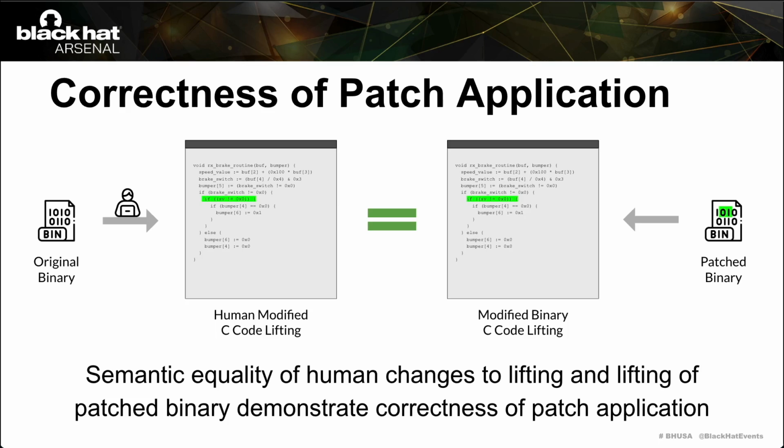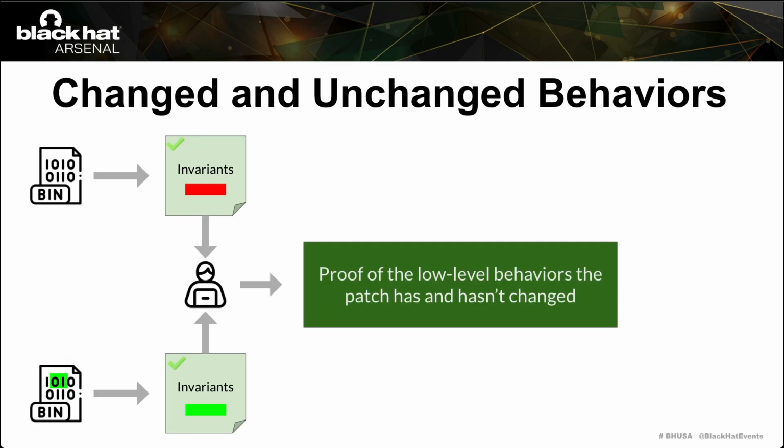So what I've shown so far answers that question about the trustworthiness of the artifacts, the analysis, and the changes to the binary. So now we can use the invariants to demonstrate what has changed and what hasn't changed from the patch. The binary invariants are used to build reasoned arguments about patched behavior.